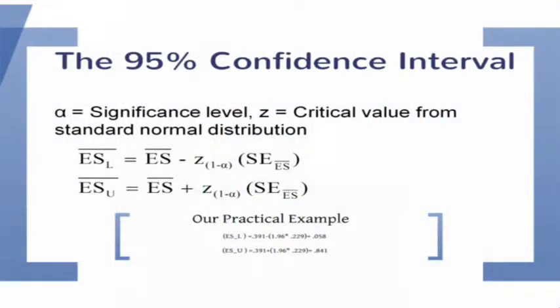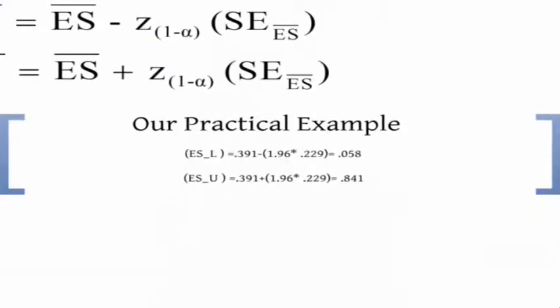Just like the 95% confidence intervals that you would calculate for a t-test or any other confidence interval, you're going to first calculate the lower limit of the effect size. You do that by taking the effect size minus, and we usually use 1.96, times the standard error of the pooled effect size. And then, of course, you do the same thing for the upper limit. So if we look here for our example, the lower limit is 0.391 minus 1.96 times 0.229, and that's 0.058.